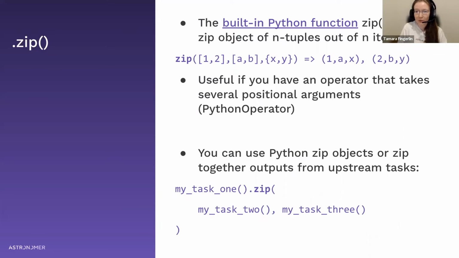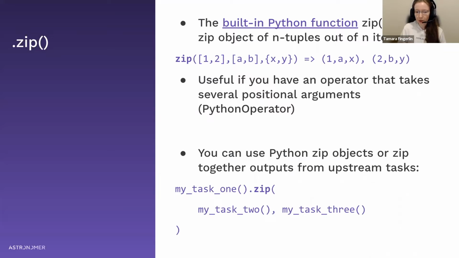This is super useful if you have an operator that takes several positional arguments, which in most cases will either be the Python operator or the decorated Python operator, or maybe you have a custom operator that has a parameter that takes several positional arguments. And you can use the Python zip object now. So you can either use the built-in function and pass one of those zip objects into your dynamically mapped task, or you can also directly zip together outputs from upstream tasks. This was also added in Airflow 2.4.